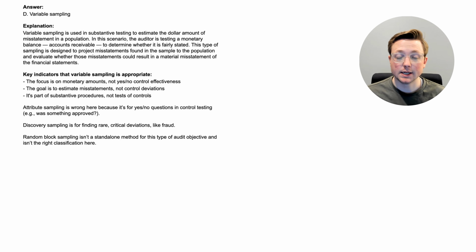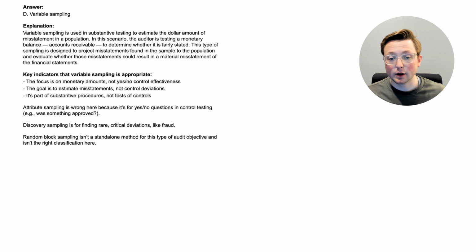Variable sampling is used in substantive testing to estimate the dollar amount of misstatement in a population. In this scenario, the auditor is testing a monetary balance, accounts receivable, to determine whether it's fairly stated. This type of sampling is designed to project misstatements found in the sample to the population and evaluate whether those misstatements could result in a material misstatement of the financial statements.